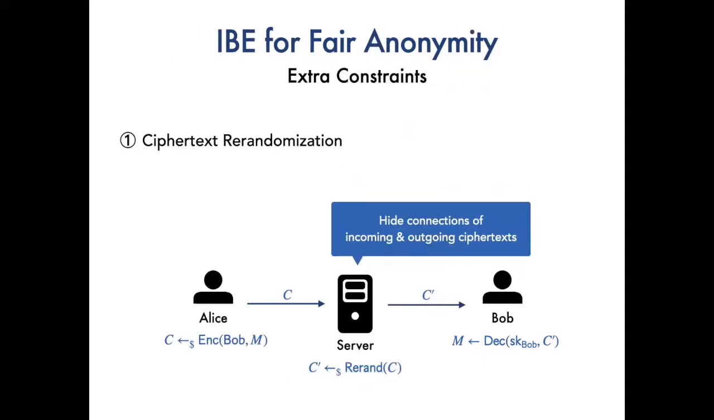Apart from fair anonymity, the other properties of such anonymous communication put some extra constraints on the underlying encryption scheme. First, the scheme should support the randomization of ciphertext so that the server can hide the connections of incoming and outgoing ciphertext. In particular, the randomization of ciphertext does not change the underlying identity and the plaintext, so Bob can still obtain the correct plaintext from ciphertext C prime. Besides, it is desirable that the randomization of ciphertext does not involve any public parameters.